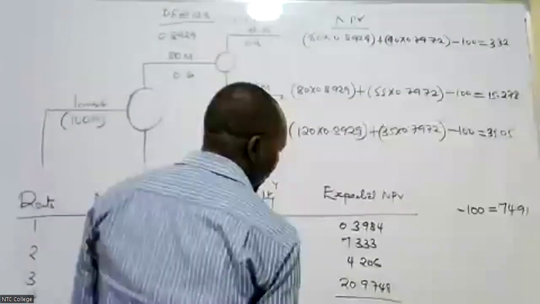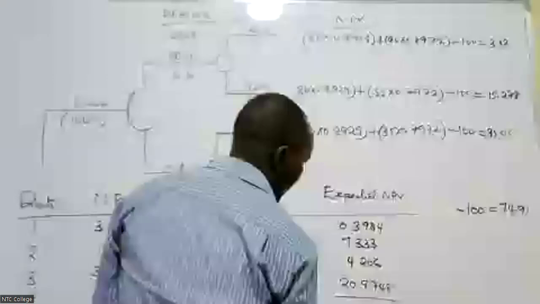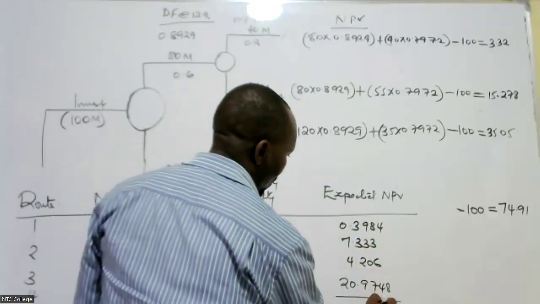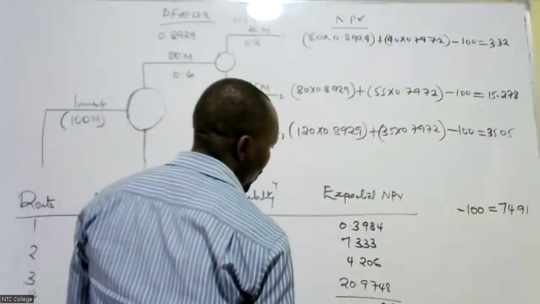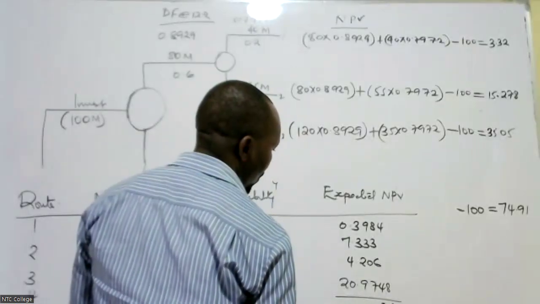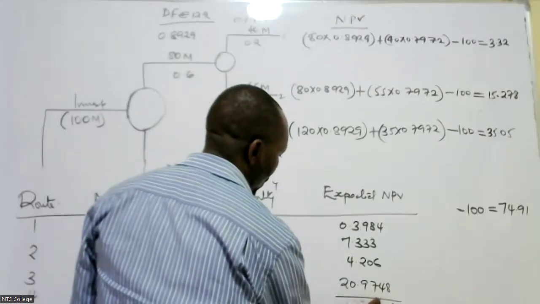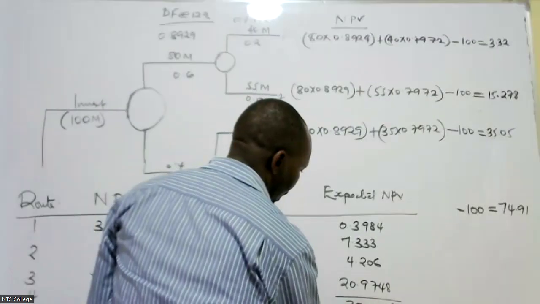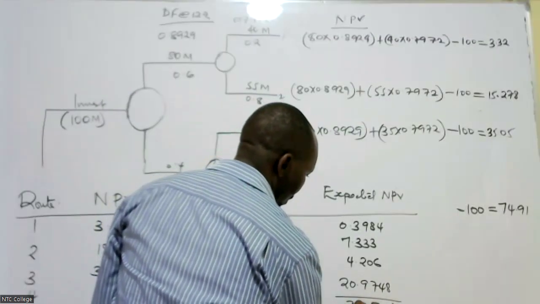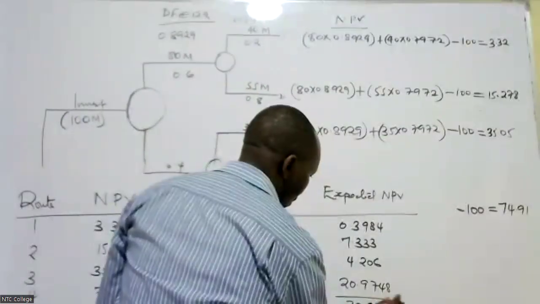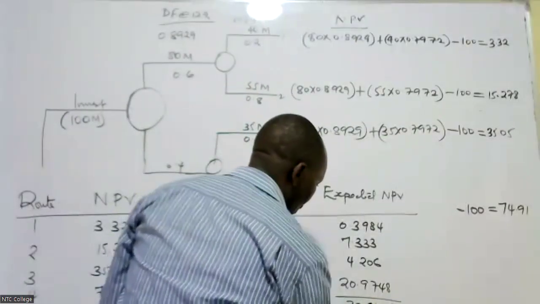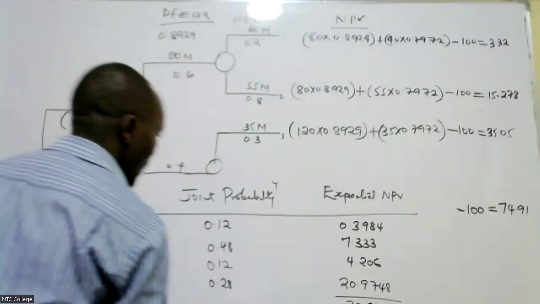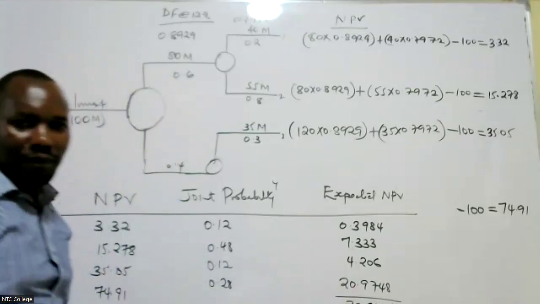Fine. Add all of them. 32.9122. Yeah. So that is the expected NPV. Total expected NPV is that one.